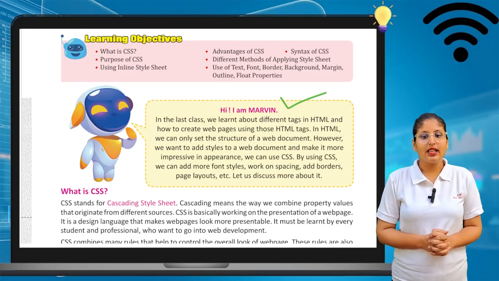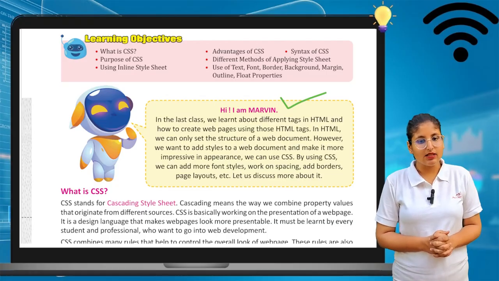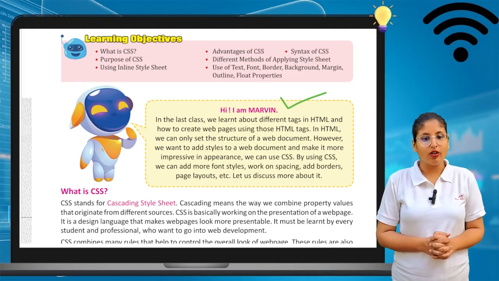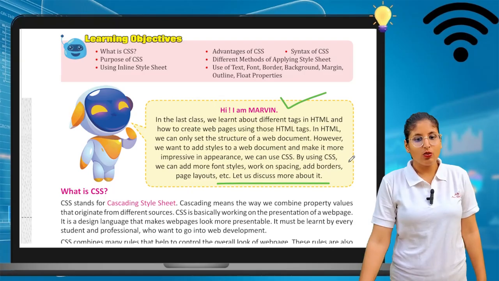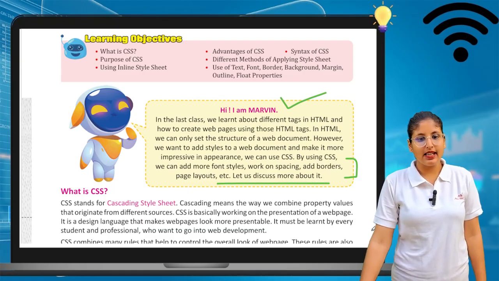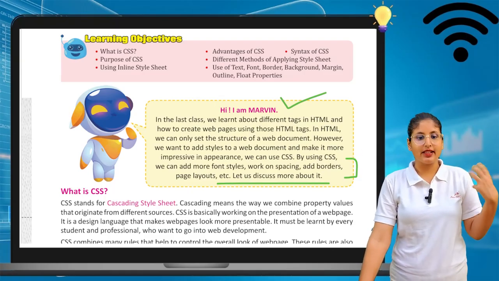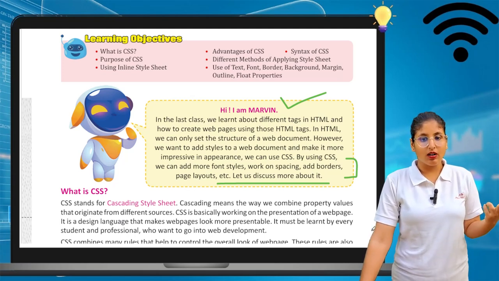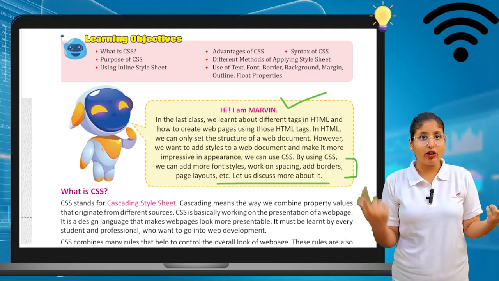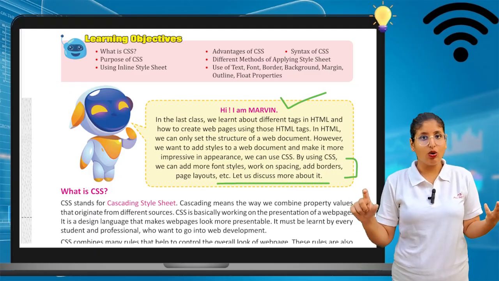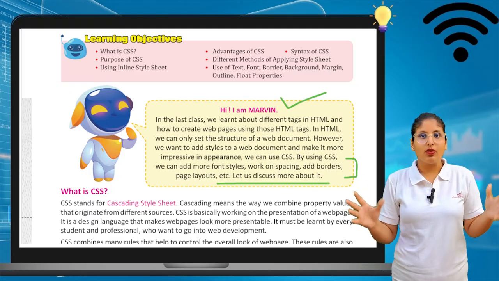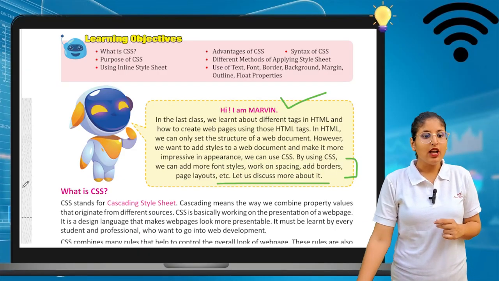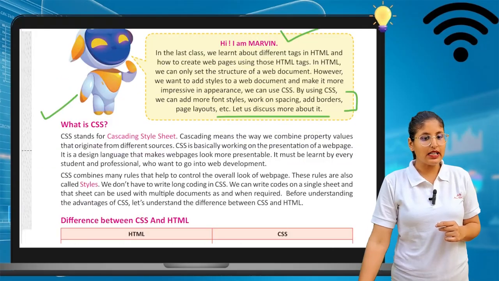We can use CSS. By using CSS, we can add more font styles, work on spacing, add borders, page layout, etc. So we can do all these things in CSS. Okay, we can add some font style, we can add borders also, we can add all these things. We will see one by one what are the things we can do in CSS. Okay, so let's start. First we will see what CSS is.